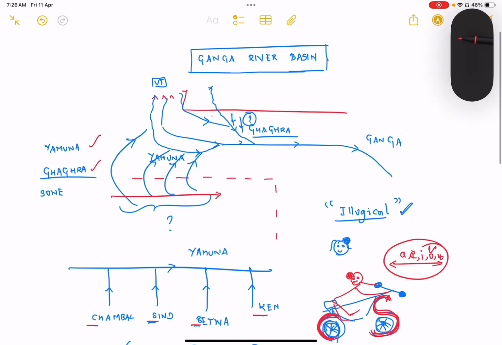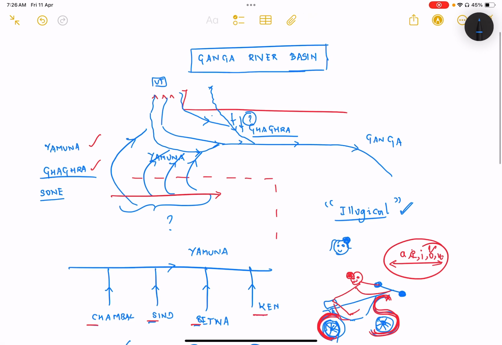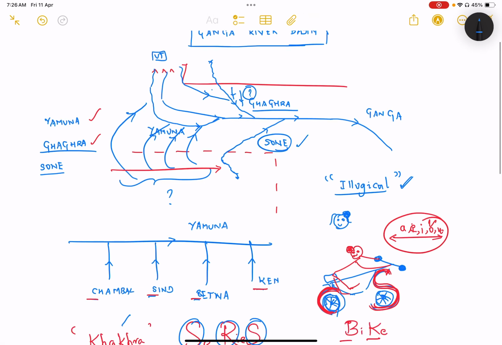Now let me take you to the third river, which was Sone. If you take Sone River, I've spoken about this yesterday. We have the Maikala Hills and Amarkantak on the Madhya Pradesh Chhattisgarh border. From there, Sone moves north and then finally joins river Ganga directly. For Sone, there are many tributaries, but we want to focus on two major ones.